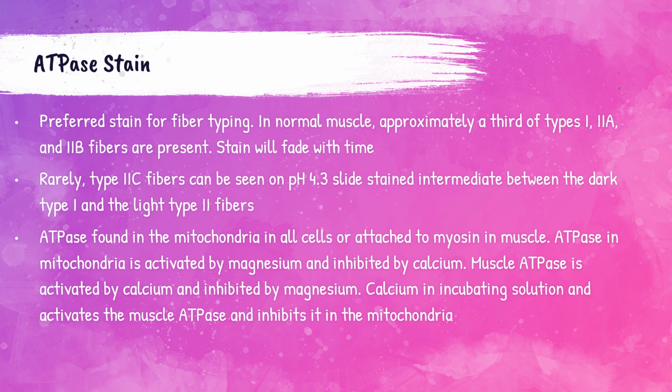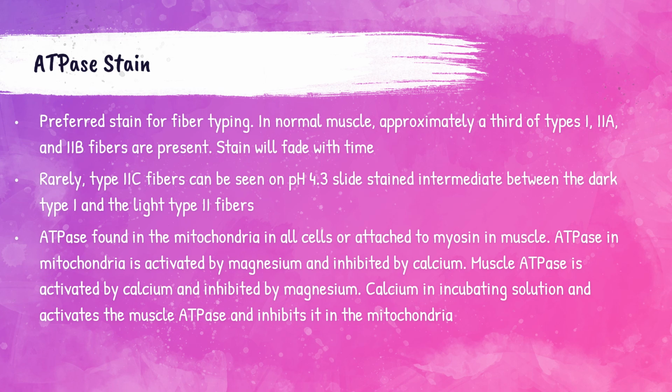So again, the ATPase stain is for fiber typing. In normal muscle, approximately 1/3 of types 1, 2A, and 2B fibers are present. Rarely, type 2C fibers can be seen on the pH 4.3 slide, staining intermediate between the dark type 1 and the light type 2 fibers.